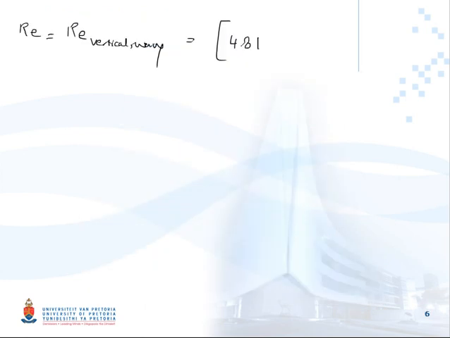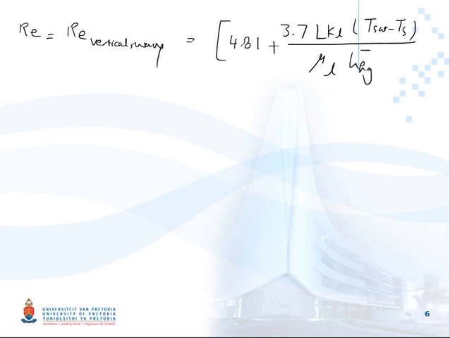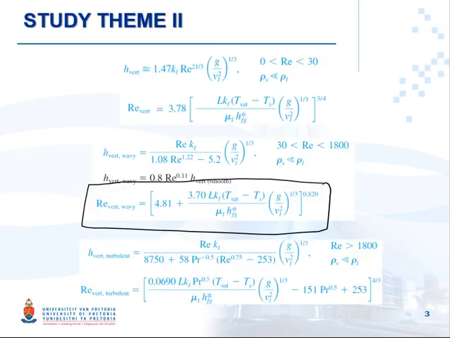4.81 plus 3.7 LKL (T sat minus TS) mu L Hfg plus modified one, GL, to the power of 1.3 divided by 0.82. Sorry if I didn't write it nicely, but it's the same correlation as here. So it's the same correlation.